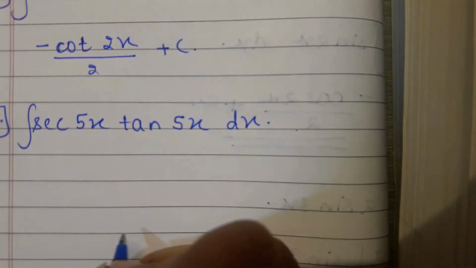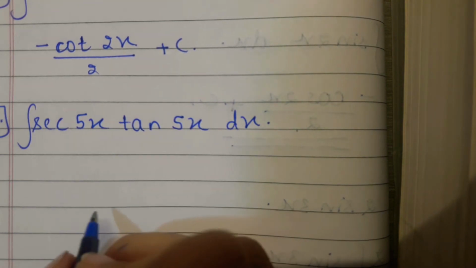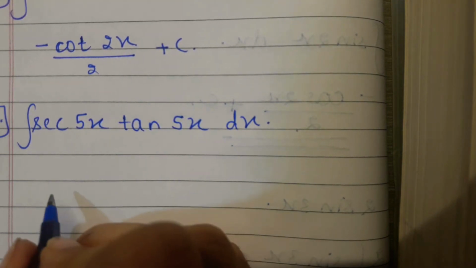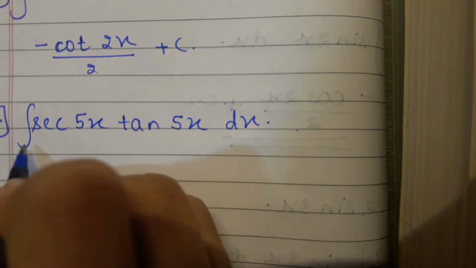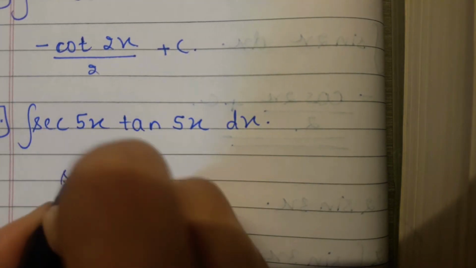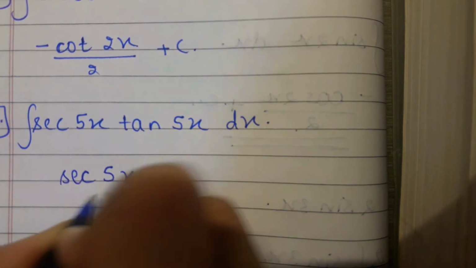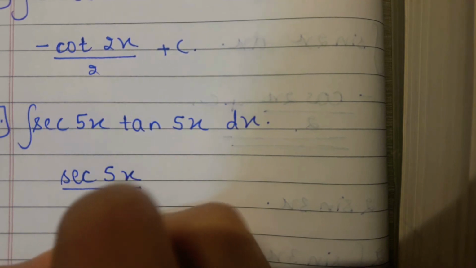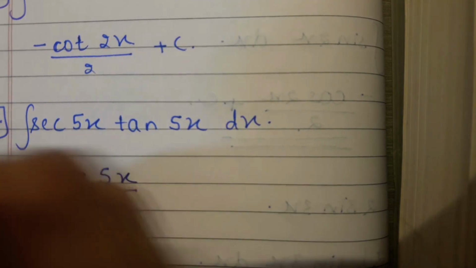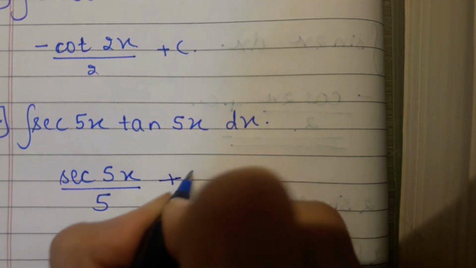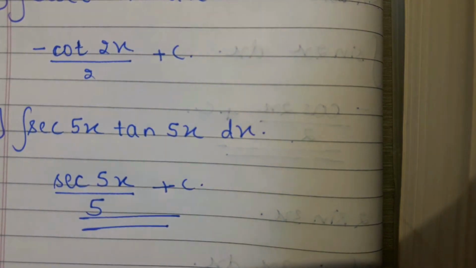Now we know that the differentiation of sec x is sec x tan x, which makes the answer to this question sec 5x and the denominator would have a 5 so that the 5 cancel each other out when they come in the numerator, and add a plus c to make the final answer. Moving on to the last question.